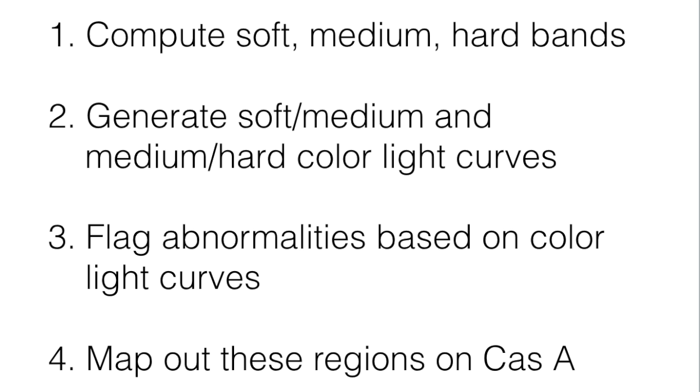For each pixel, I did the 4 following steps. First, I computed soft, medium, and hard bands for every pixel. I then generated color-light curves for each pixel using these bands, dividing soft by medium and medium by hard. Next, I flagged those areas of the remnant which showed an abnormal spectral signature based on color-light curves. Abnormal spectral signature was defined as pixels whose standard deviations were greater than 3 sigma from the mean. Finally, based on these pixels, I mapped out the regions on Cas-A that showed locations of abnormal behavior.